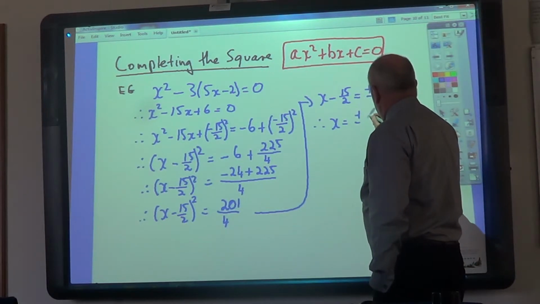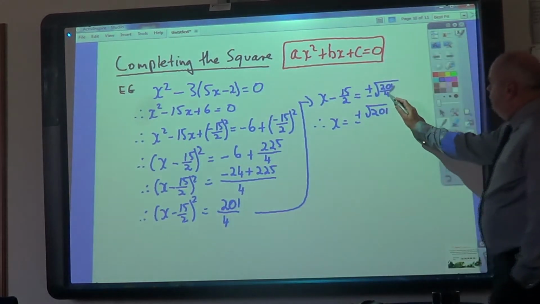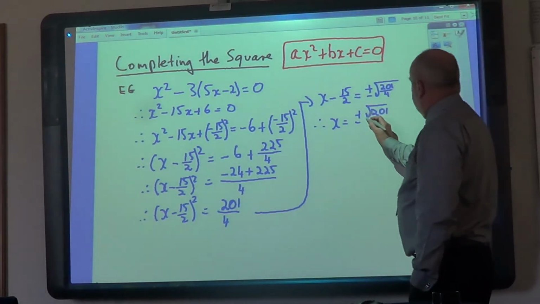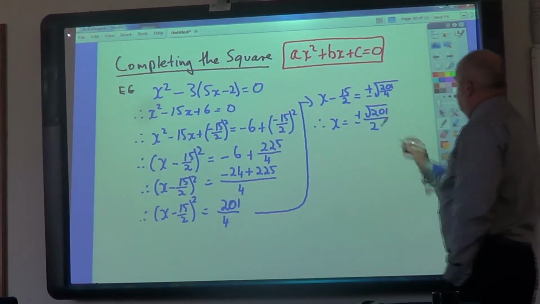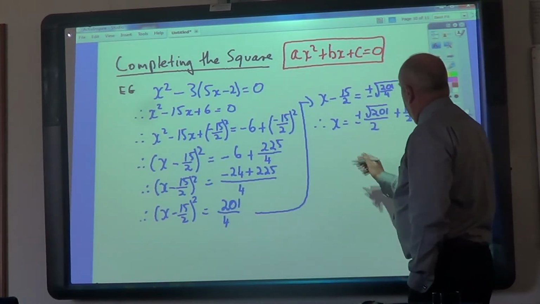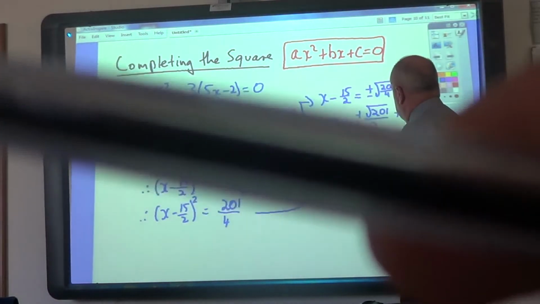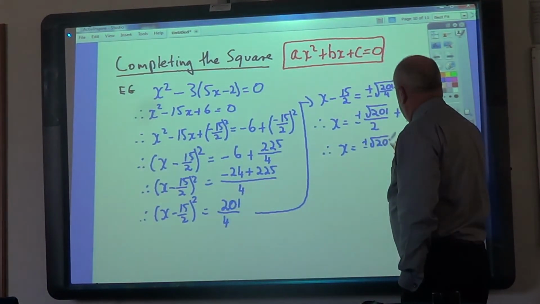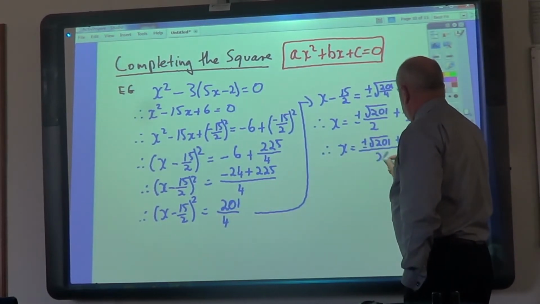Let's just have a look at this for a minute. Because the square root of 4 is 2. So using a law of surds, I can say that that is the case. Okay, now I'm adding 15 on 2 to both sides. Okay, got a common denominator there, which is quite nice. So x equals plus or minus the square root of 201 plus 15 all over 2.